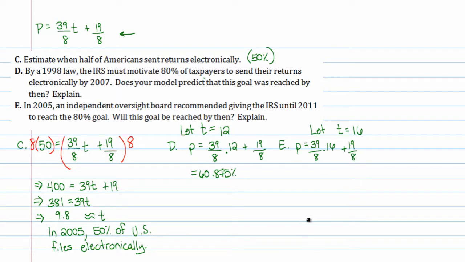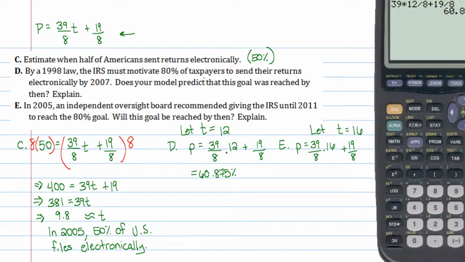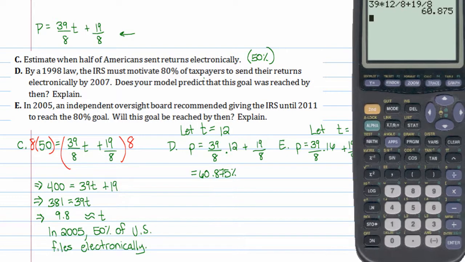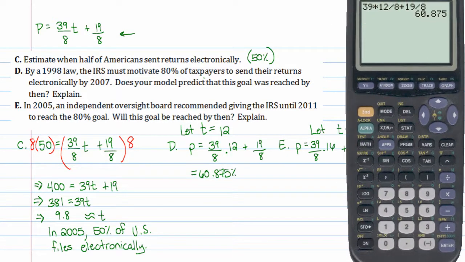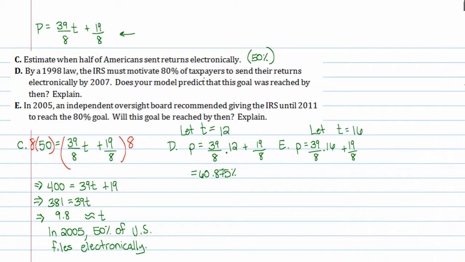And again, this type of situation is very easy, just grab a calculator and plug this stuff in. We have 39 times 16/8, which is actually just 2, but whatever, plus 19/8. 80.375. They just barely made it. P is equal to 80.375%. Barely made the 80% mark, so that's good. They made it.